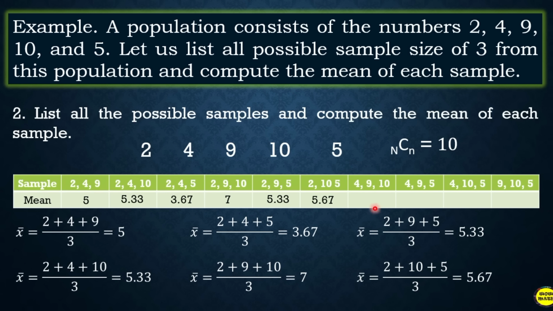So, when we take these, you get 4 plus 9 plus 10, divide by 3, the answer is 7.67. 4 plus 9 plus 5, divide by 3, the answer is 6. 4 plus 10 plus 5, divide by 3, the answer is 6.33. And then, 9 plus 10 plus 5, divide by 3, the answer is 8. So, that is our step number 2.